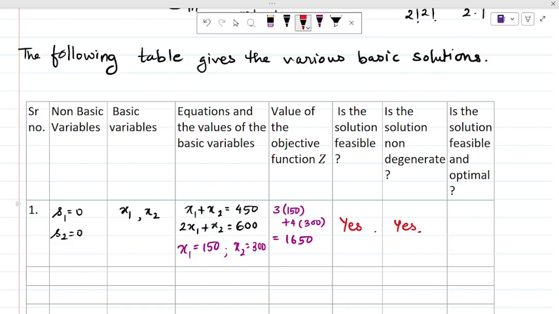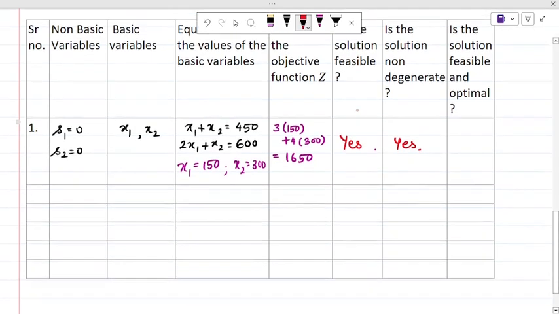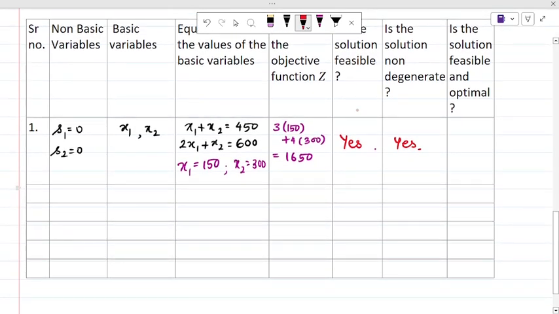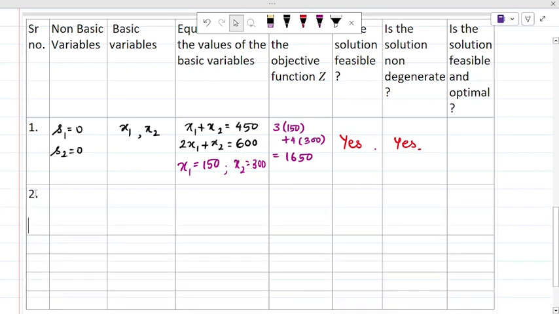Is this solution feasible and optimal? We have to wait, because optimality will come when we come to know the maximum answer. So let us wait for the last column. So now we fill up the second year.